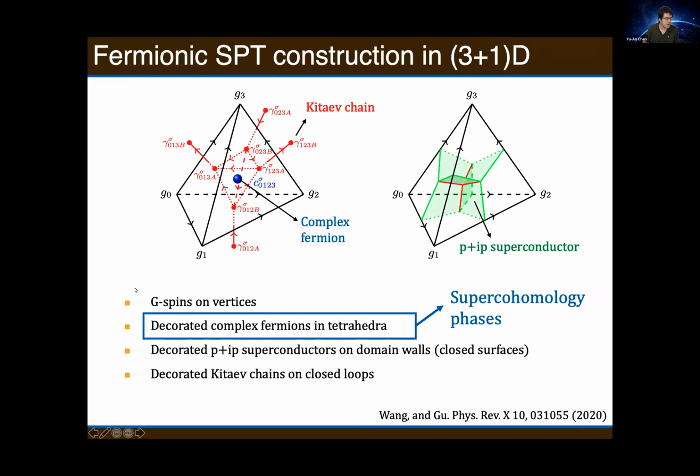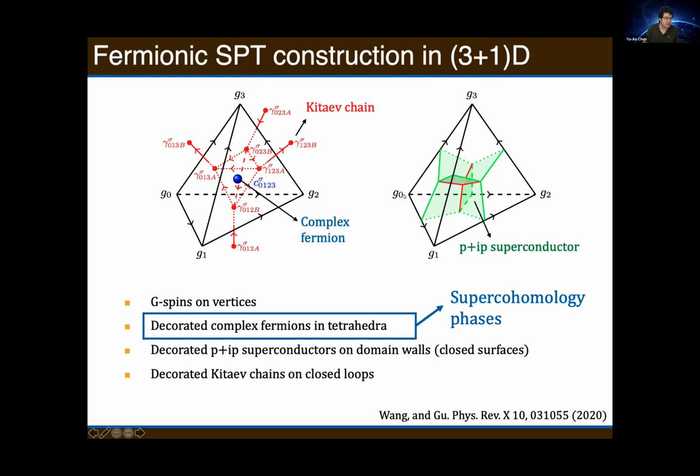It's called the decorated construction. First, we put a G spin on the vertex. Then we can put a complex fermion at the center of the tetrahedron. This blue dot here is the complex fermion. And then we can decorate the p+ip superconductor on the domain wall.